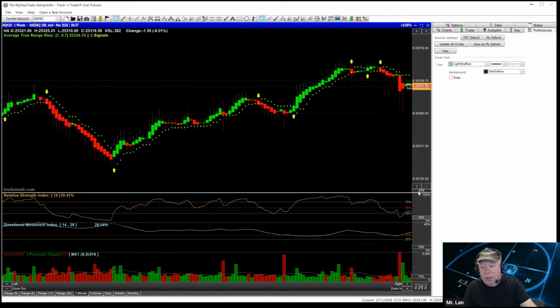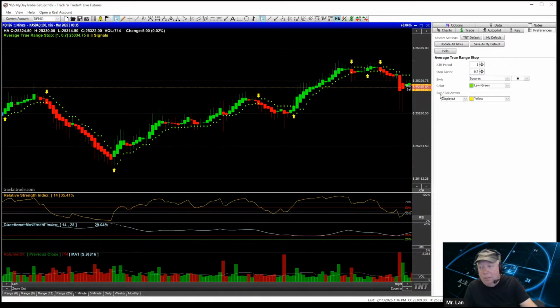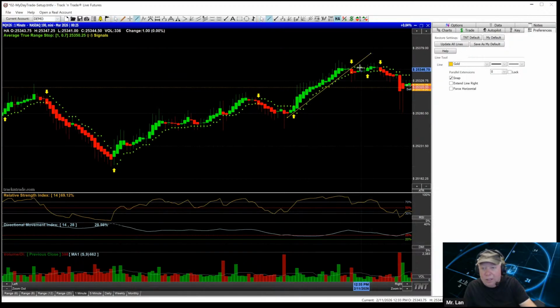You come over here into the ATR and you just say buy, sell, arrows displayed. Just like that. Now you can see my ATR factor. That's the little green dots in here. And those are our mathematically calculated trend line. Very simple, very easy.